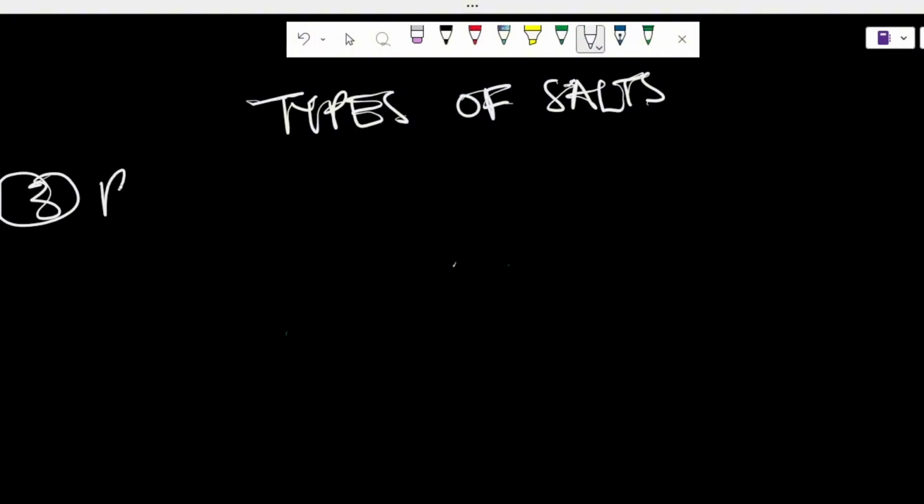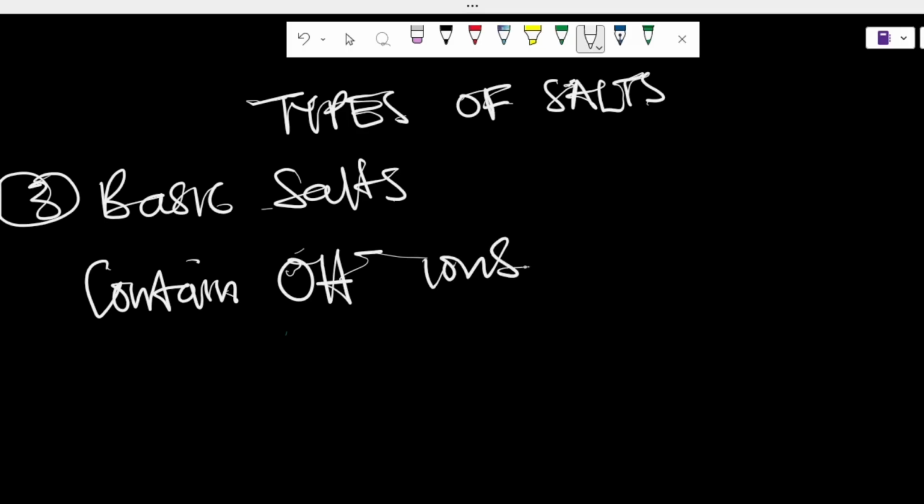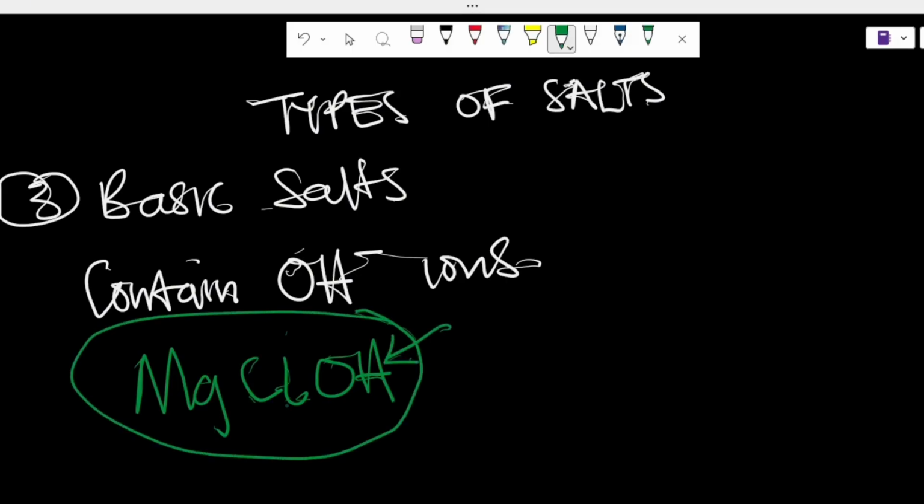Now the third type is what we call the basic salts. Now the reason why they are called basic salts is because they contain some basic properties. In other words, they contain hydroxide ions. Now an example of this would be, let's say, magnesium chlorohydroxide. So this is magnesium chlorohydroxide, because it contains some hydroxide ions, it is still a salt, but this is a basic salt, meaning it possesses some basic properties.